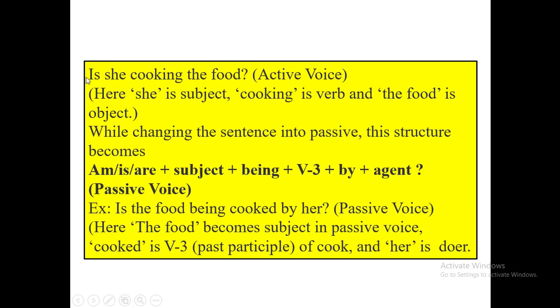Is she cooking the food? It is active voice. Here, she is subject, cooking is verb, and the food is object. While changing the sentence into passive, this structure becomes am, is, are plus subject plus being plus V3 plus by plus agent. Agent means doer.